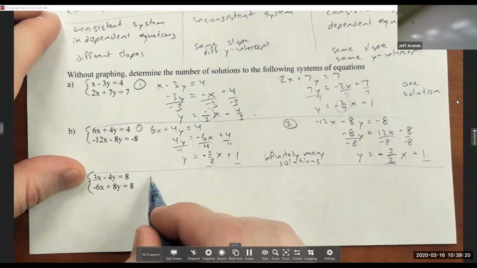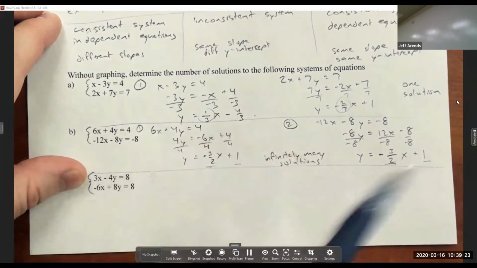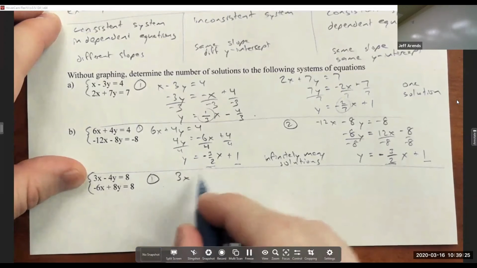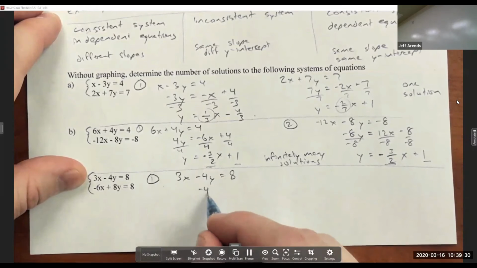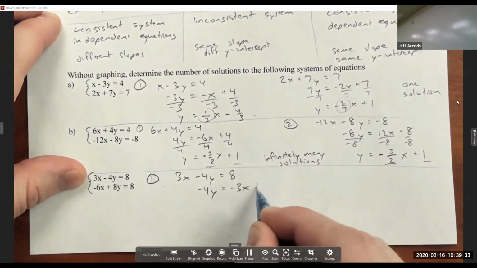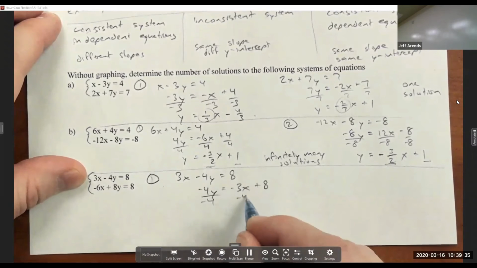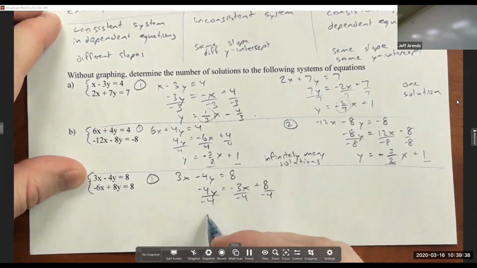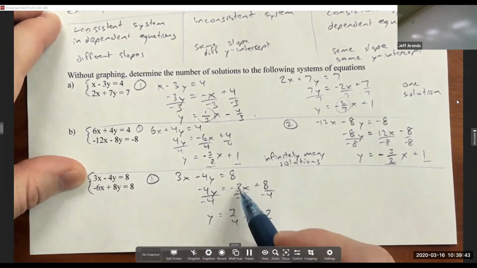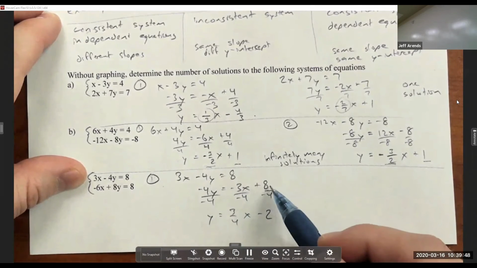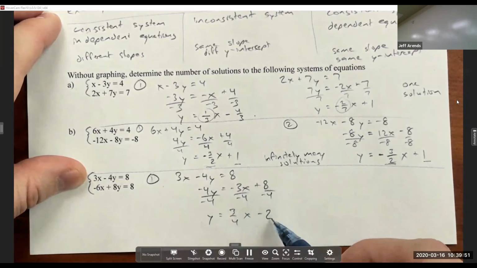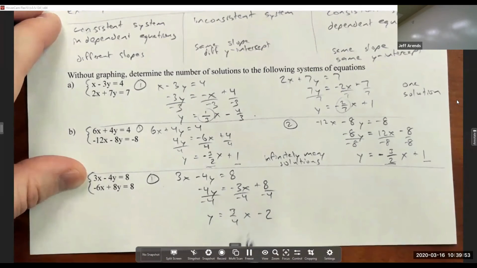Let's actually try it. So for the first equation, we have 3x minus 4y equals 8. Putting this into slope-intercept form, I have negative 4y equals negative 3x plus 8. Divide both sides by negative 4. I have y equals 3/4 x minus 2. Negative divided by negative is a positive, and I get 3/4. There's nothing to cancel there. And over here, I'm taking a positive divided by negative, which is why I have a negative 2. 8 divided by 4 is 2. All right, so that's my first equation.